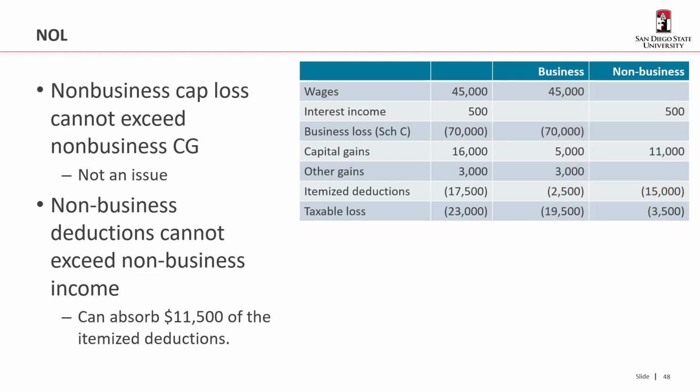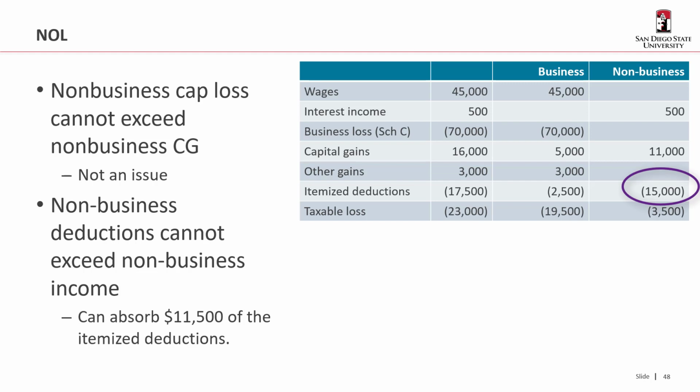So you can see we've taken the $23,000 of taxable loss and split it into the two parts, $19,500 for business, $3,500 for non-business. So now we would analyze that and say, okay, does my non-business capital loss exceed my non-business capital gain? And in this case, it doesn't. In fact, we ended up with a non-business capital gain. Non-business deductions can't exceed non-business income.